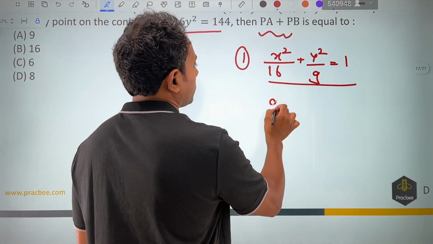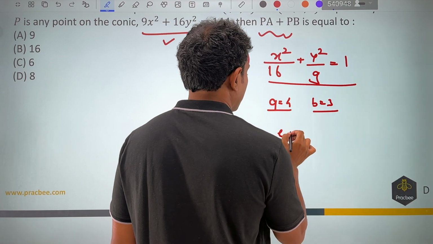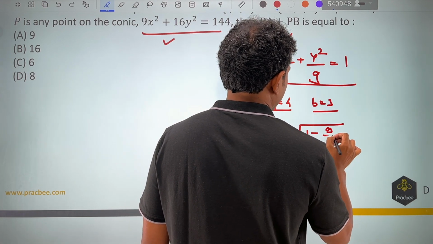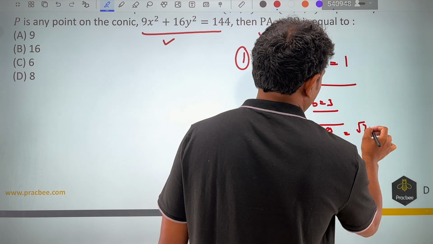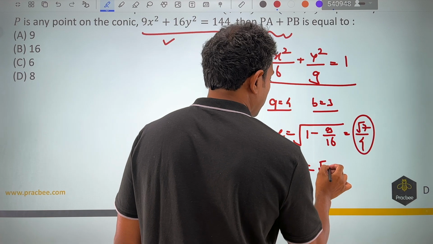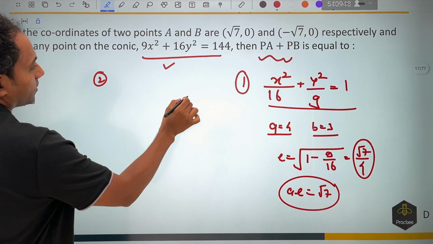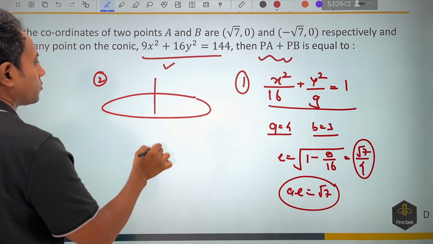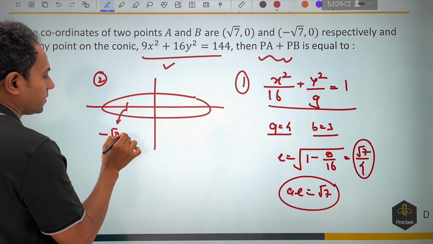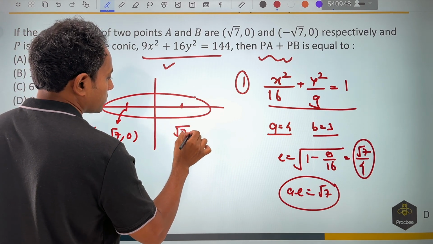So if you observe, the value of a is nothing but 4, value of b is nothing but 3. So if you find the value of eccentricity, it is root of 1 minus b square by a square. So this will become 9 by 16. This becomes root 7 by 4. So if you find the value of ae, you can see it will be root 7. This is important to observe, because in the next part, if you draw the diagram, it is going to be like this. And now you observe that this is minus ae, that is minus root 7 comma 0. This point is nothing but ae, root 7 comma 0.